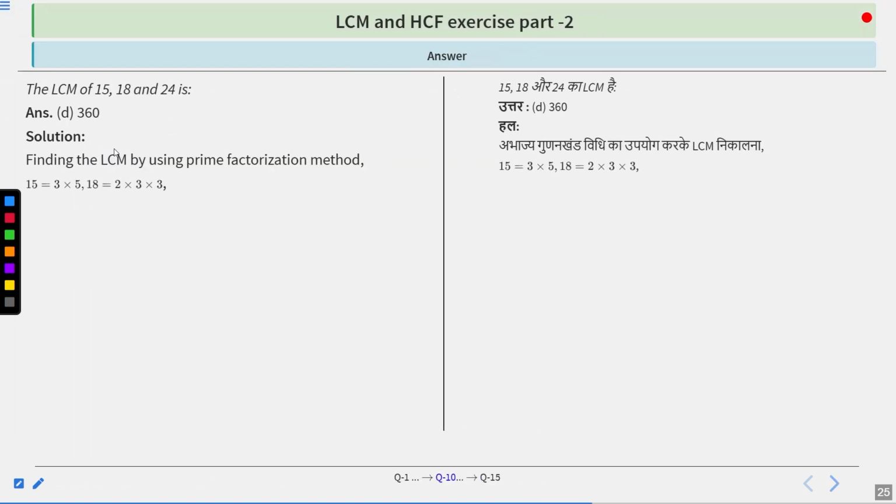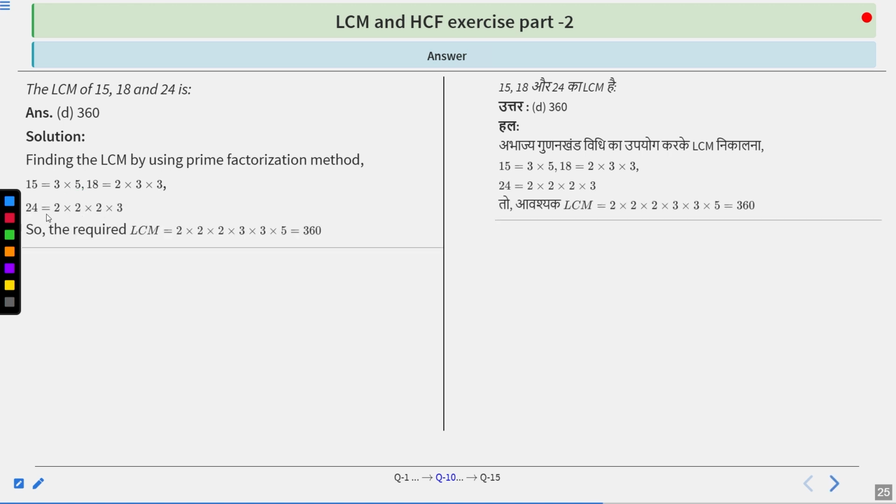Now we are going to use the prime factorization method. So the prime factors of 15 are 3 and 5. Prime factors of 18 are 2 into 3 into 3. And prime factors of 24 are 2 into 2 into 2 into 3.